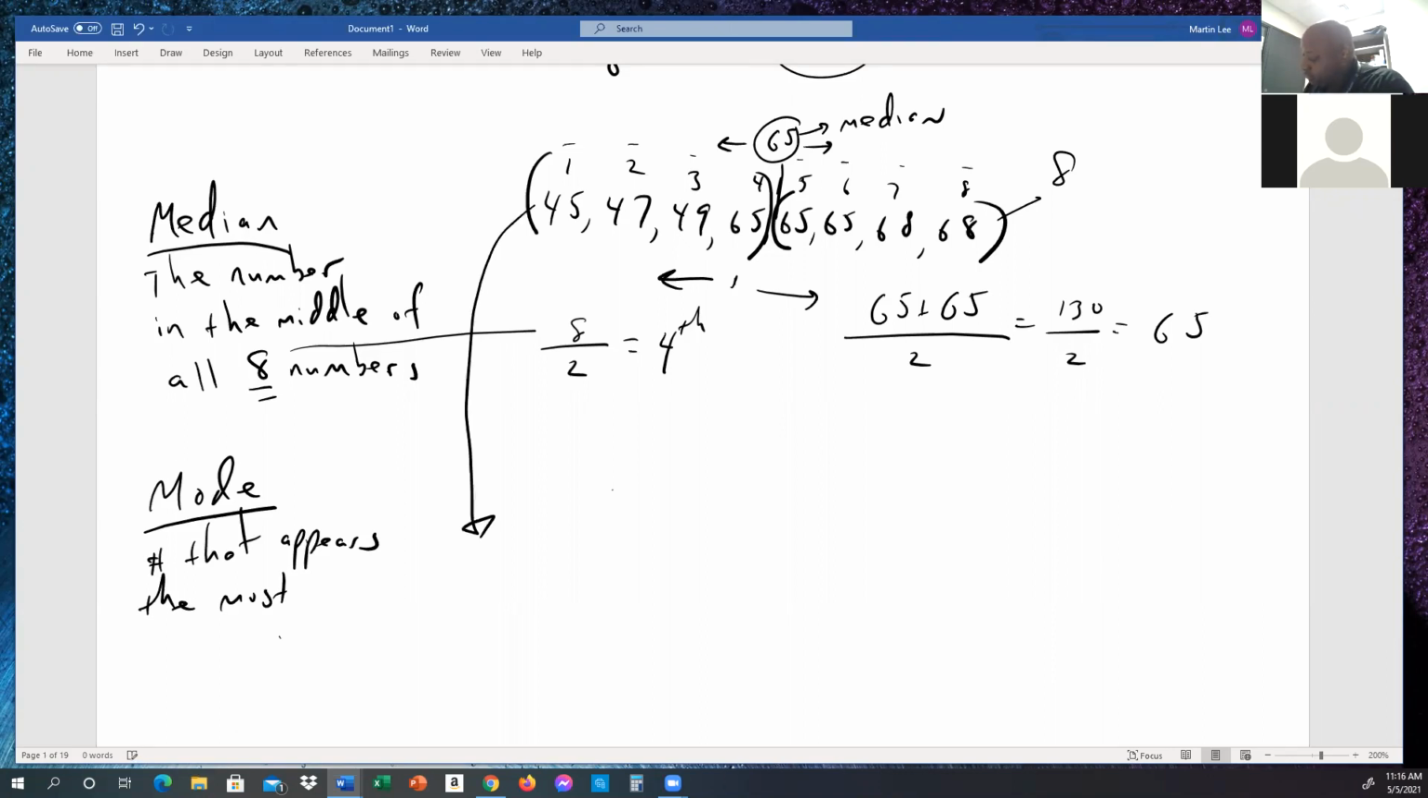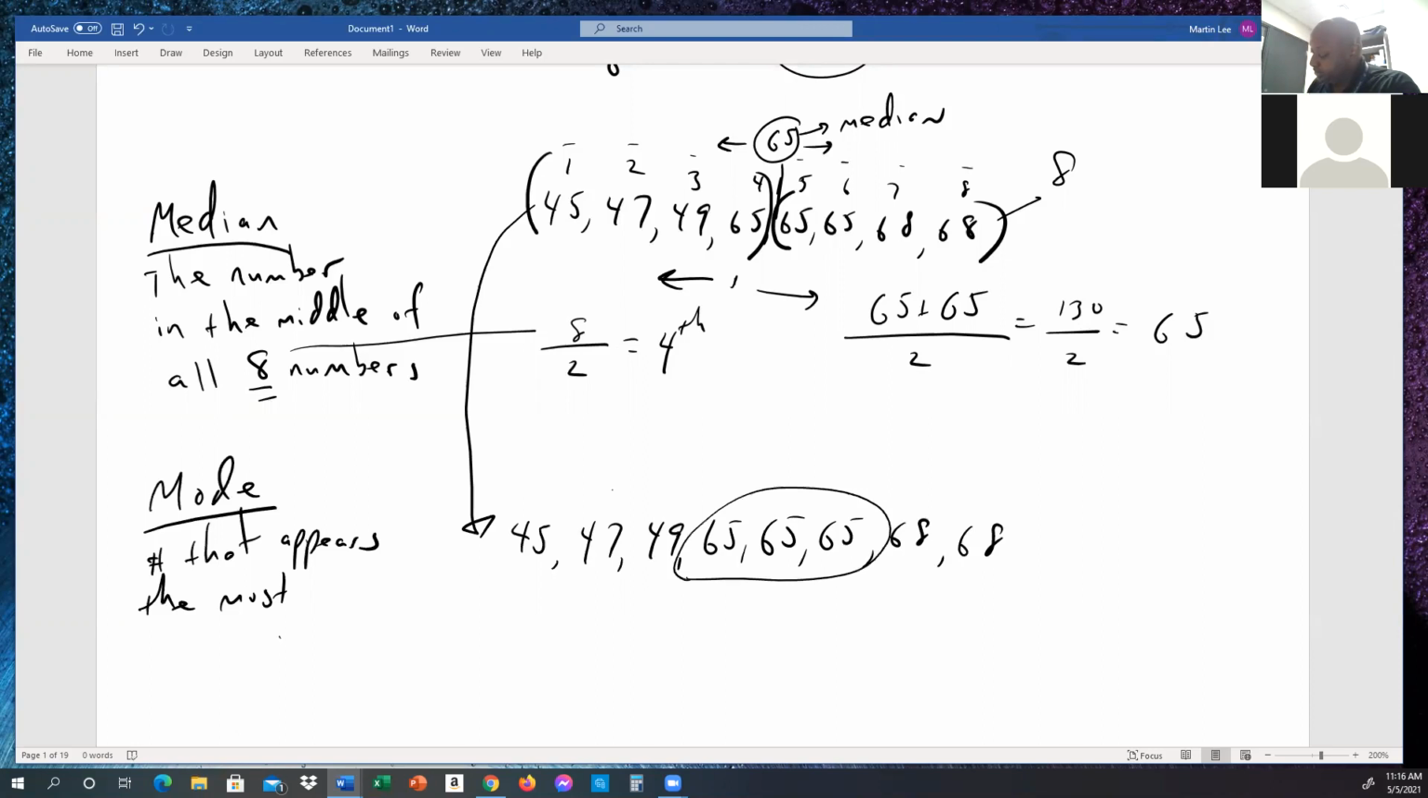Okay, so, just rewriting the numbers again: 45, 47, 49, I've got 65 three times, and I have 68 twice. Well, since 65 appears 3 times, it is the mode. So mode equals 65.